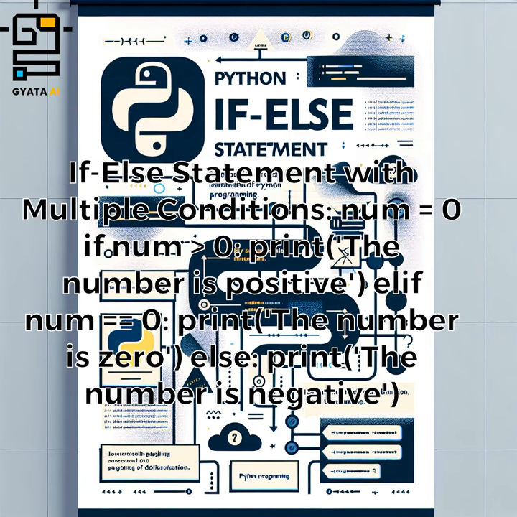If-else statement with multiple conditions: num = 0. If num is 0, print the number is positive. If num = 0, print the number is 0, else print the number is negative.